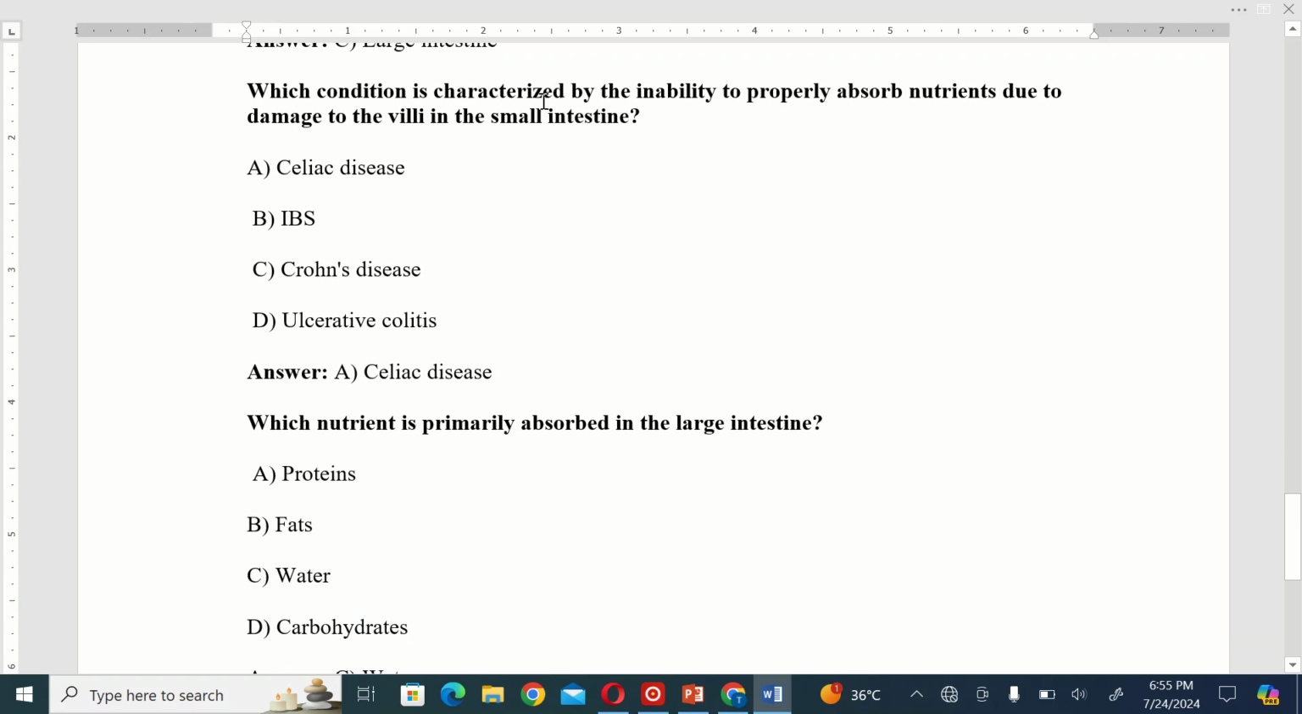Which condition is characterized by the inability to properly absorb nutrients due to damage to the villi in the small intestine? A. Celiac disease. B. IBS. C. Crohn's disease. D. Ulcerative colitis. So the correct option is A.